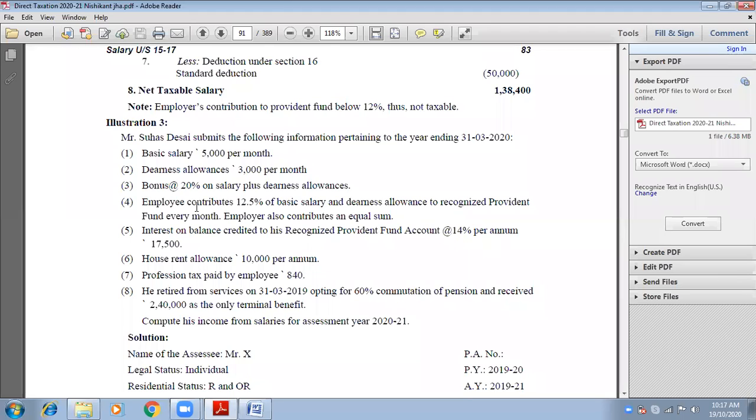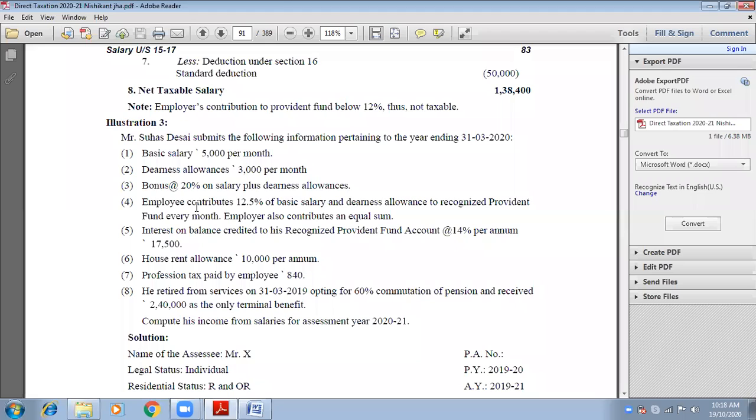So here employer is also contributing an equal sum. See, it is written there, no? Equal sum means 12.5 percentage of basic salary and DA. Equal sum means same as employee. Employer is also contributing. For whom? For employee. Employee is contributing for himself, but employer is contributing for employee. So it becomes income of employee, no? And that is what we are calculating. Mr. Suhas Desai is an employee. He is getting a basic salary, 5,000 per month. Getting my point?